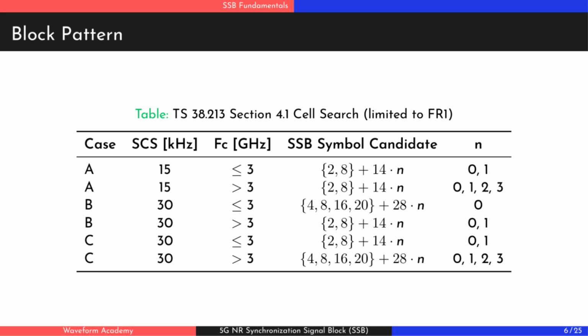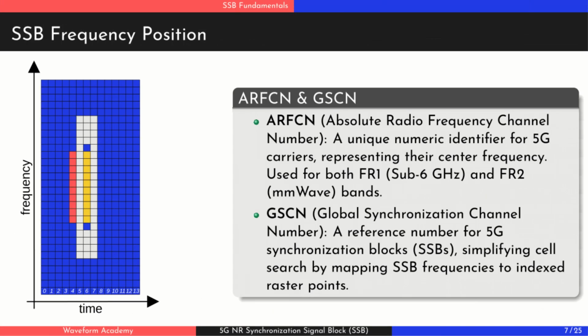In FR1, there are 3 defined options: case A, B, and C. Each case specifies a different subcarrier spacing, 15 kHz for case A and 30 kHz for cases B and C. The chosen pattern also determines the possible OFDM symbol positions of the SSBs within a frame. Now, let's examine the SSB frequency position.